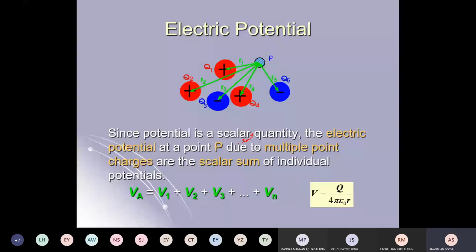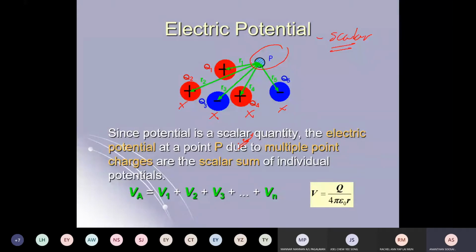Okay, so it's a scalar quantity. Remember, scalar means electric potential doesn't have direction. You see this diagram. Let's say you have only positive charges. Let's say you choose a point P. Let's say at the beginning you don't have these charges at all. I label them Q1, Q2, Q3, Q4, Q5. Let's say at the beginning there is only Q1, close to P at a distance of r1.